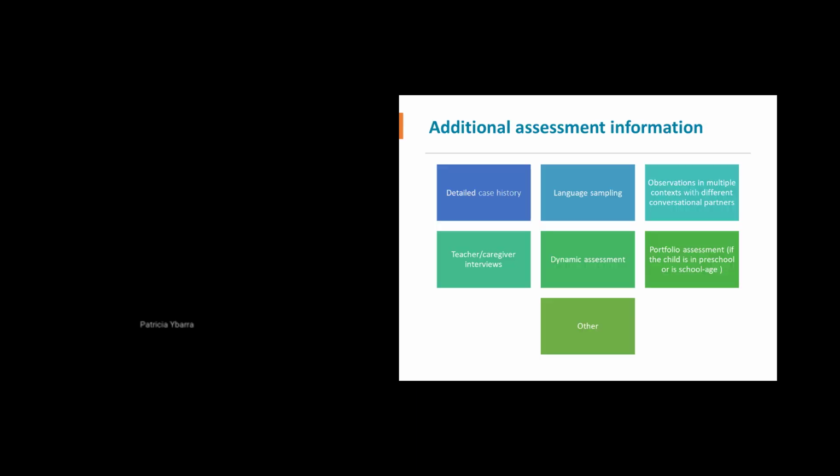Additional information for your assessment can include a detailed case history, language sampling, observations in multiple contexts with different conversational partners. You don't have to do all of these things here on this slide, but select a variety that enables you to see the child's performance in different contexts and with different partners.